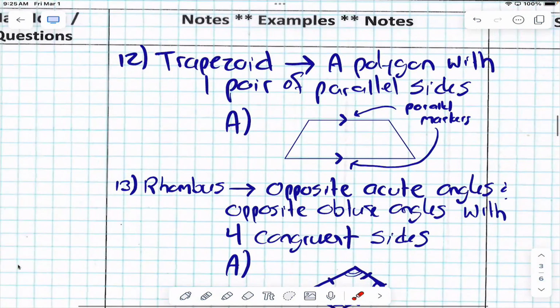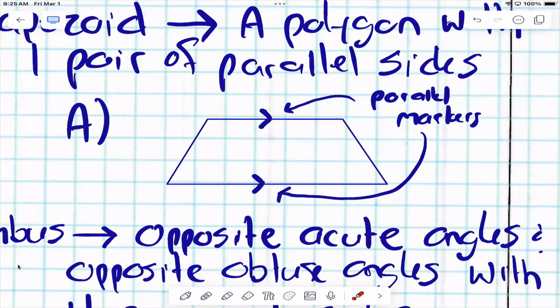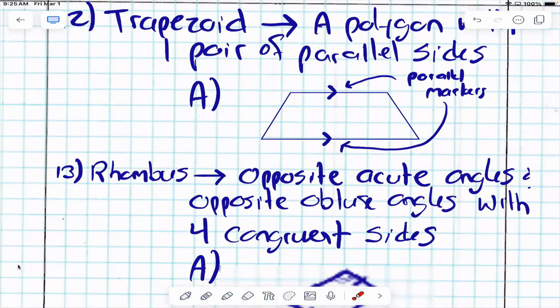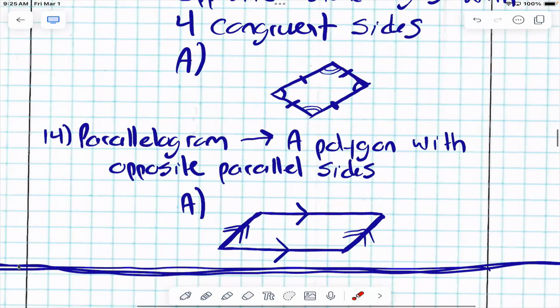Trapezoid has... Oh, wait. Don't worry about trapezoid. What do these things mean? Parallel markers. So that means this line right here and this line right here are what? Parallel. That means they never intersect across each other, right? Yeah. Okay, cool. And that's a trapezoid. I'm not going to talk much about trapezoids, rhombuses, or parallelograms, but you can see what they look like, right? Everybody good with those?